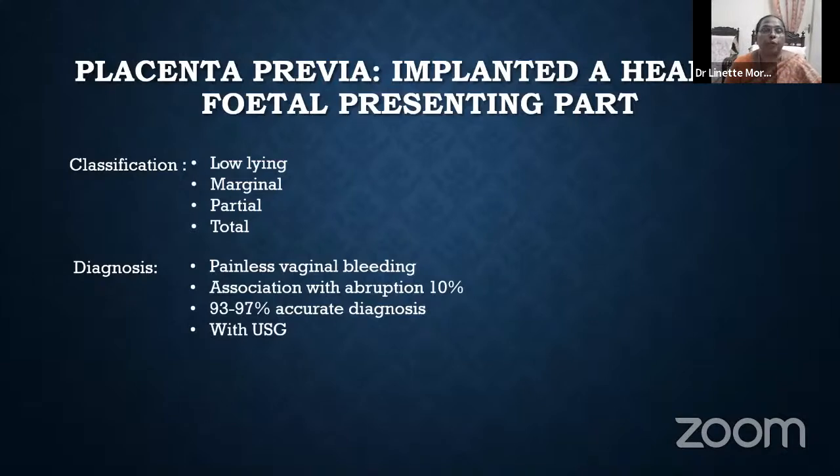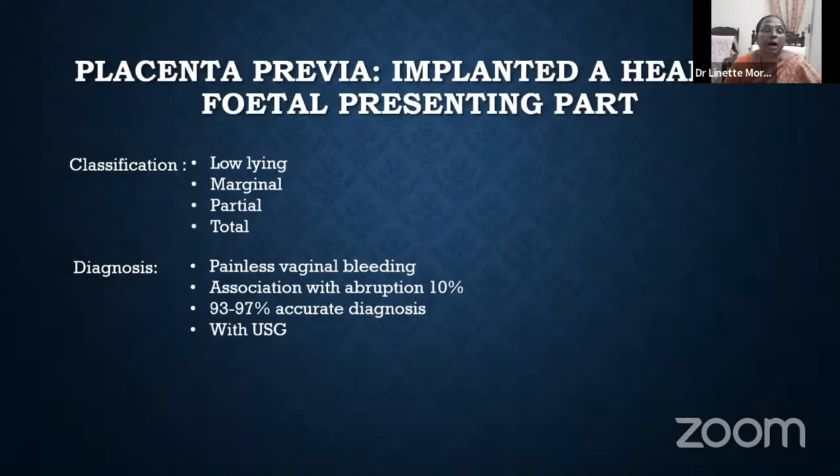Next, we come to another important factor, which is placenta previa. This is an abnormally implanted placenta where the implantation is ahead of the fetal presenting part. And depending upon the level of implantation, they may be classified as low-lying, marginal, partial, or total. Low-lying when the placenta occupies the lower uterine segment. Marginal when it lies in close proximity to the internal os. And partial when it partly occludes the internal os, while in total, there is complete closure of the internal os by the placenta.